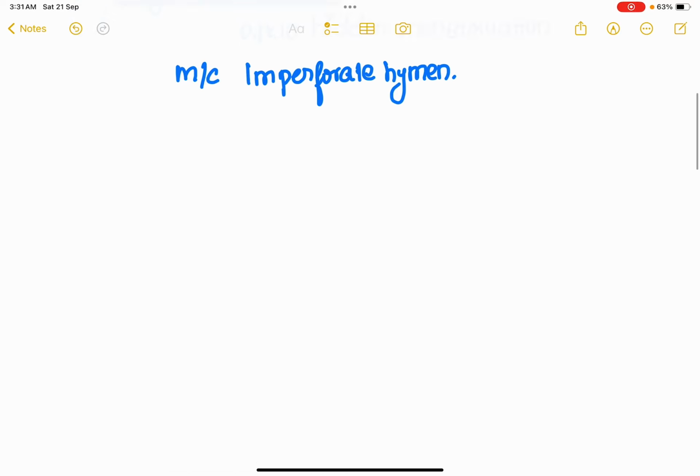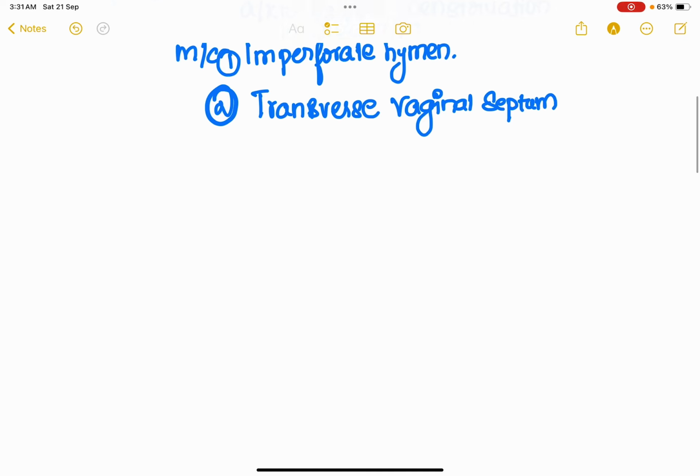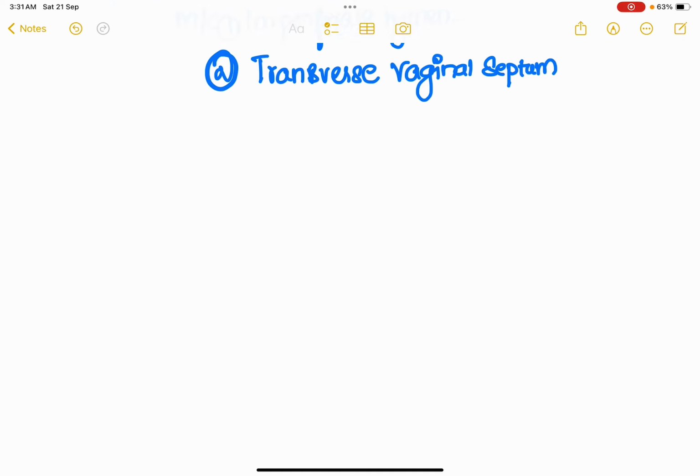Okay. What is the second most common cause? The second most common cause is the transverse vaginal septum. What do you mean by transverse vaginal septum? So let me show an example for you. As we have discussed in the earlier module, one Mullerian duct is going to give rise to half of the upper part of the vagina.